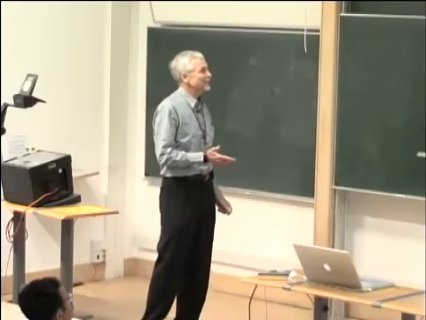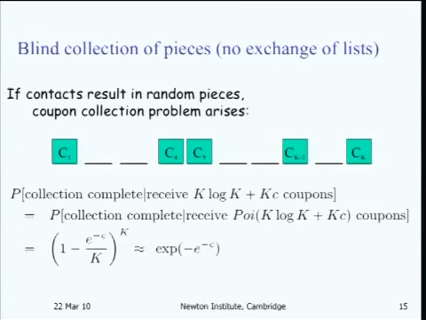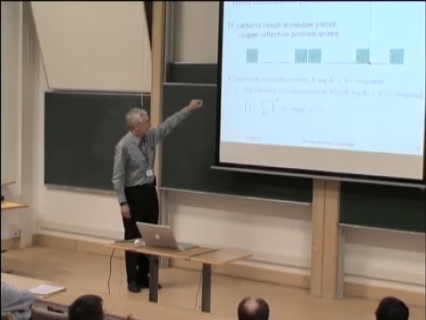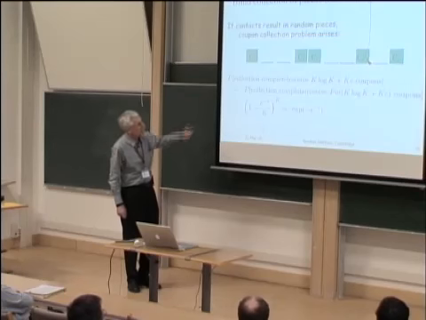So this is related to the coupon collection problem. If the contacts result in random pieces, it's like a blind collection. You just go around and collect pieces without exchanging any piece information, until you get a complete collection. Then it's the coupon collector problem. You've got k pieces you want to collect till you get the whole file. And we all know that probably you get a complete collection after you receive k log k plus ck coupons. In the coupon collector problem, this is approximately the probability of getting a complete collection given you receive a Poisson number of coupons with the same mean.